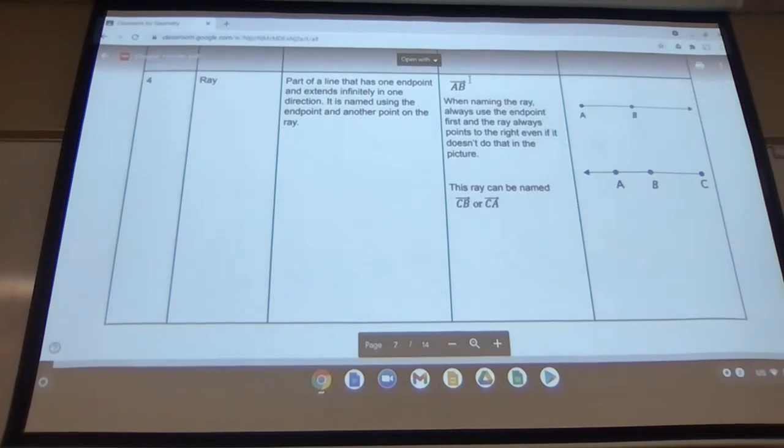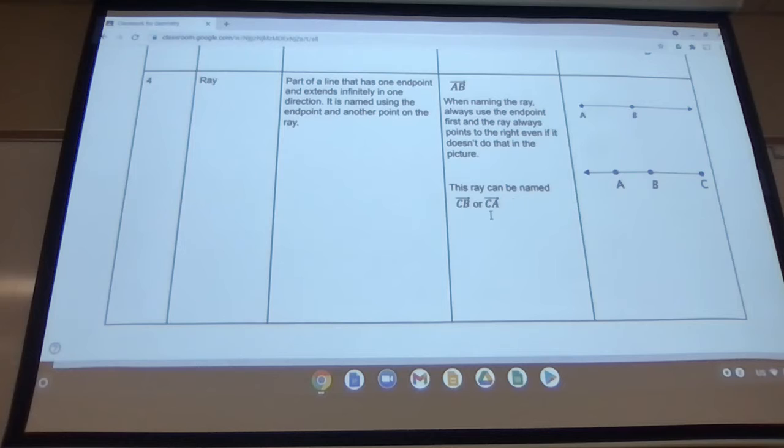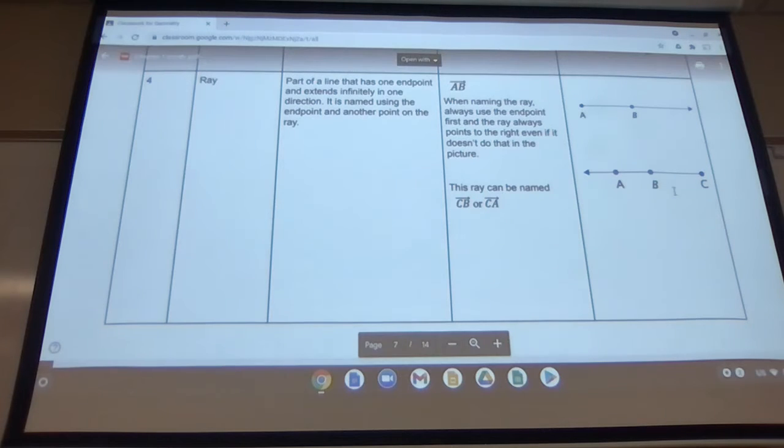Your symbol for a ray will always have the arrow pointing to the right, even if your ray points to the left, like down here in the second picture. This ray starts at point C, it extends through points B and A. When we go to name that ray, we could either call it ray CB or ray CA. Doesn't matter which one, they're both the same thing. But your arrow will point to the right on your symbol all the time, even if in your picture, the arrow goes to the left. So you always start with naming your ray with the endpoint, and then one of the other points that it goes through. That is a ray.